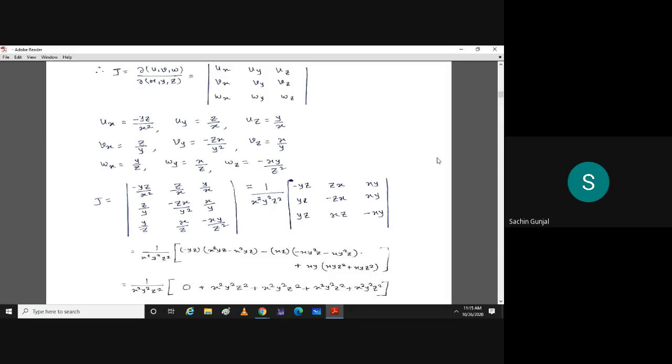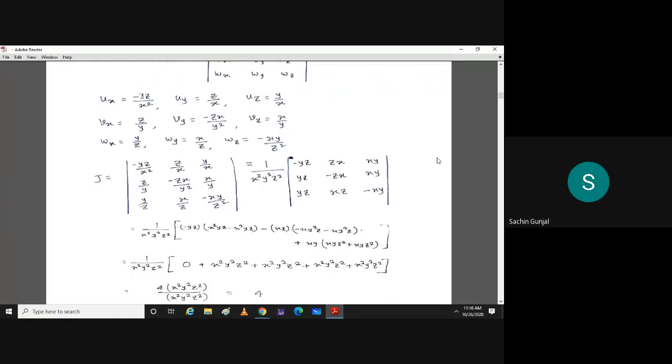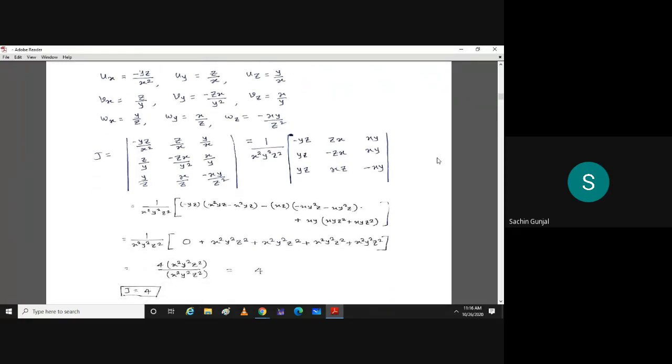You can ask if you have any doubt in calculation. One more thing, if you don't know properties of determinant, you can simply calculate the determinant using your usual way. Okay.